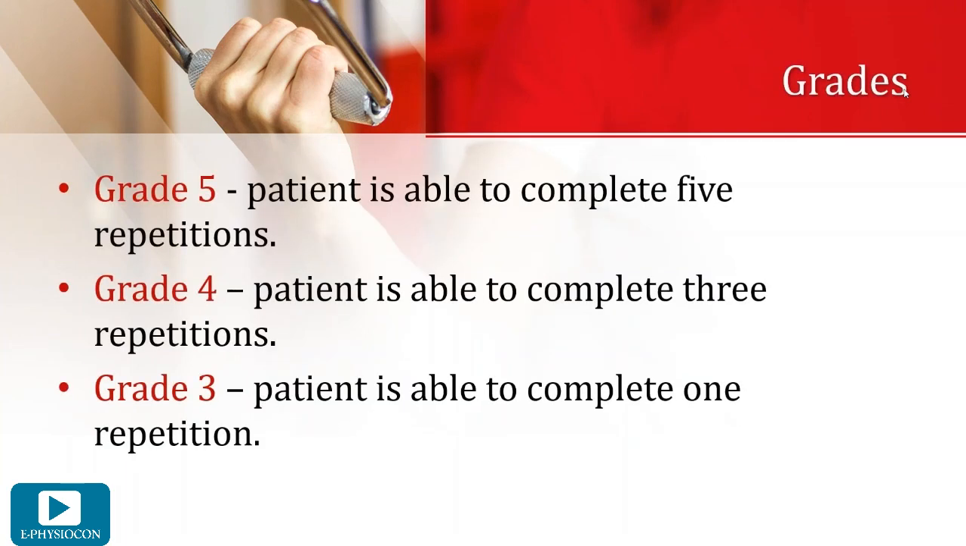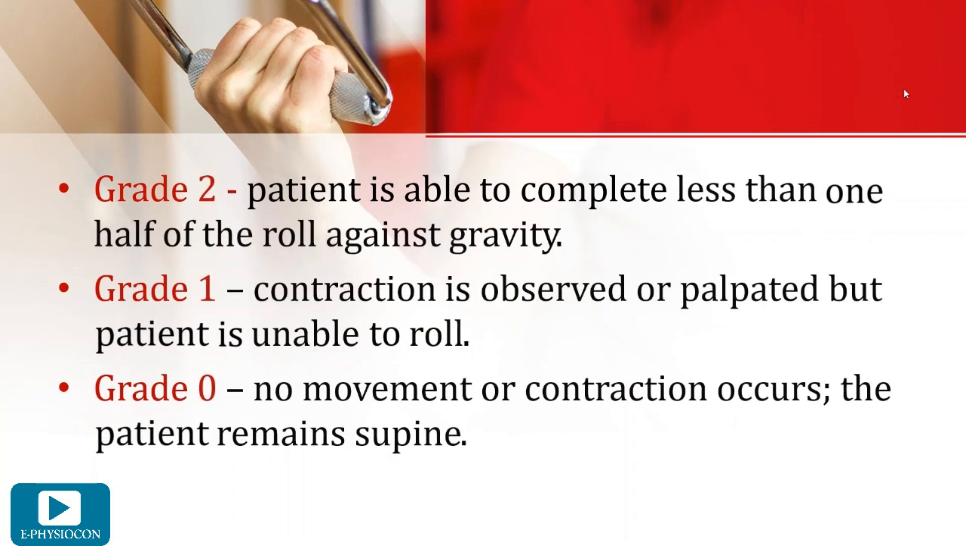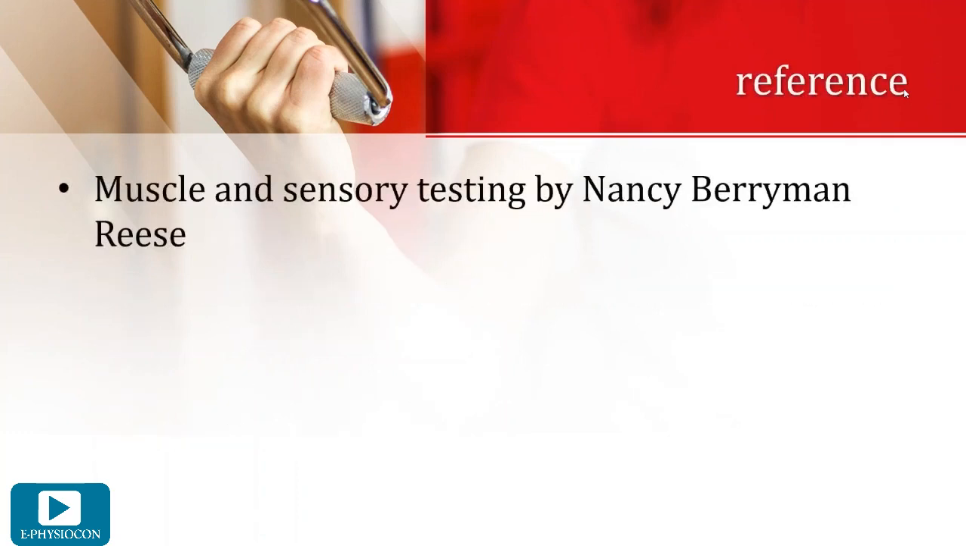In grade 5, the patient is able to complete 5 repetitions. In grade 4, 3 repetitions. In grade 3, 1 repetition. In grade 2, the patient is able to complete less than half of the roll against gravity. In grade 1, contraction is observed or palpated, but the patient is unable to roll. In grade 0, no movement or contraction occurs. The patient remains in supine position.